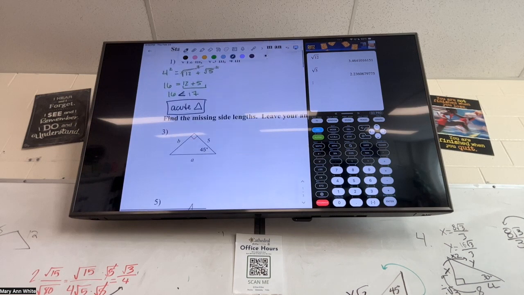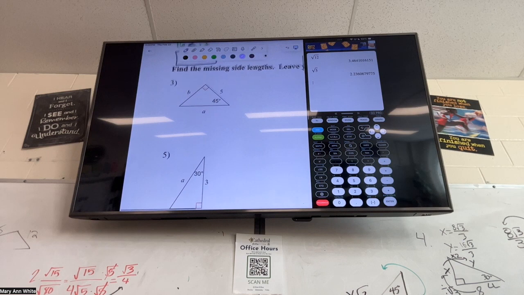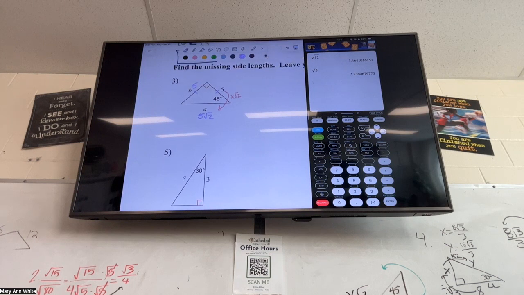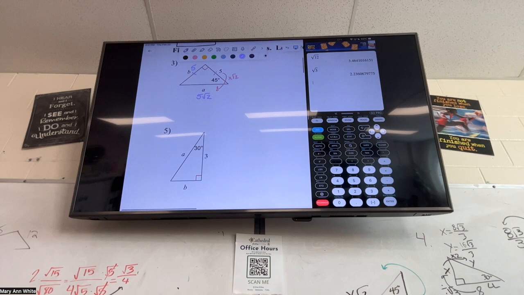Okay, let's jump to number 3. What's going on in number 3? We got 45, 45, 90. We've got a special right triangle in here, okay? I know one of those letters really easily. Thank you, Libby. B is 5. Why, Cameron? 45, 90. Good, my two legs are congruent. Now what do I do to go from my leg to my hypotenuse, Griffin? Times root 2. Root 2, very good. So what should A be? 5 root 2, good. Awesome, you guys are doing so good.